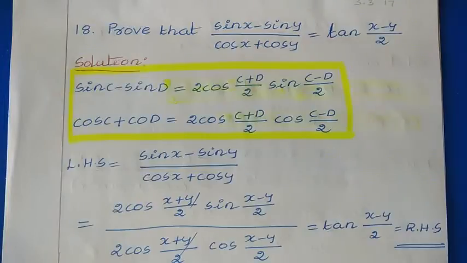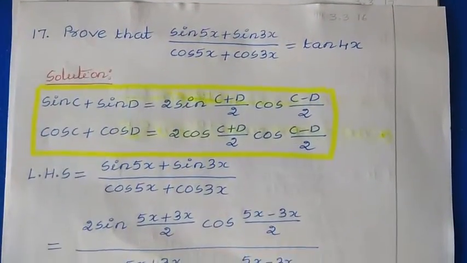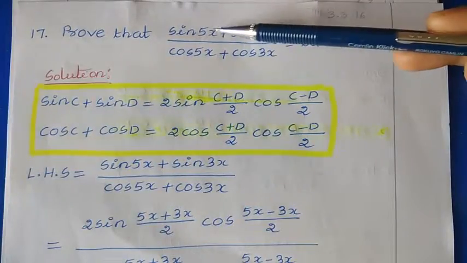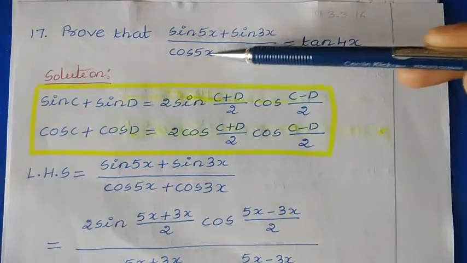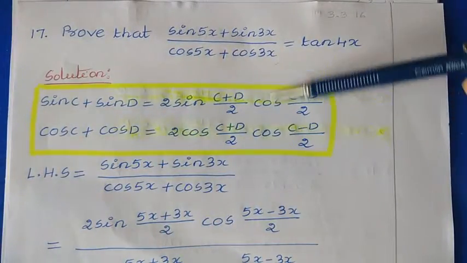Next, we will see question number 17. The question is: prove that (sin 5x plus sin 3x) divided by (cos 5x plus cos 3x) is equal to tan 4x. See, first you need to identify which formula we can use. This is in the form sin C plus sin D and this is in the form cos C plus cos D. So we can use these two formulas.